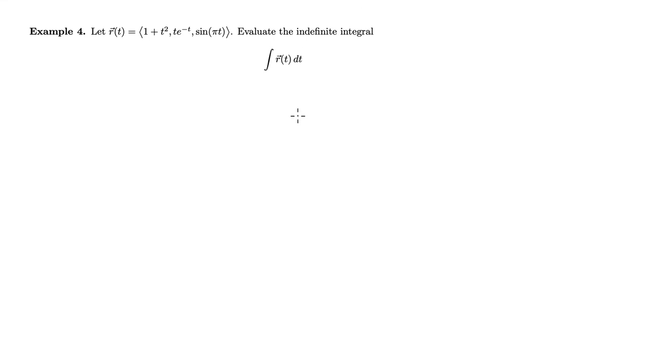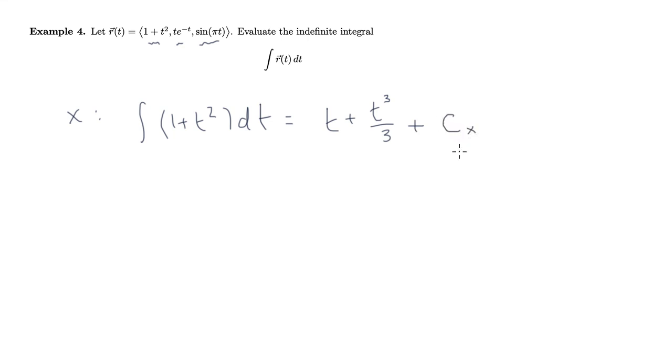Alright, so we want to evaluate this indefinite integral. But as we've seen, to evaluate the indefinite integral, we just want to take the indefinite integral of each of the components. Here, here, and here. So our x component will be just the indefinite integral of 1 plus t squared dt. But that's just going to be t plus t cubed over 3 plus a constant. I'm going to call that constant cx, because it's the x component of the constant vector.